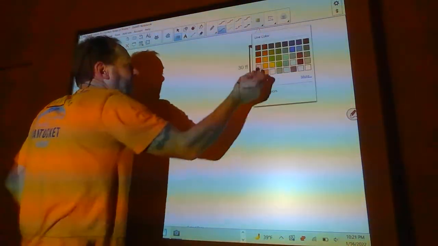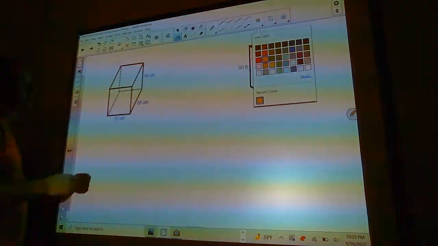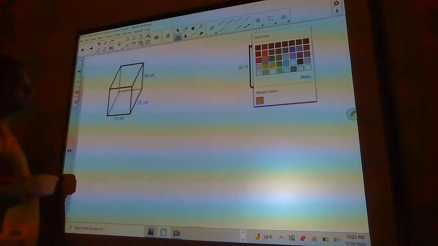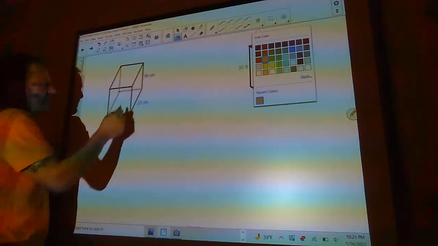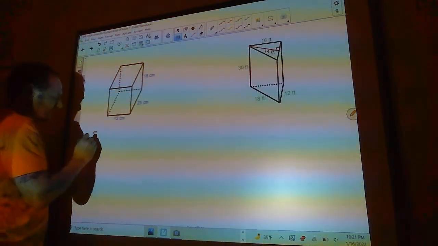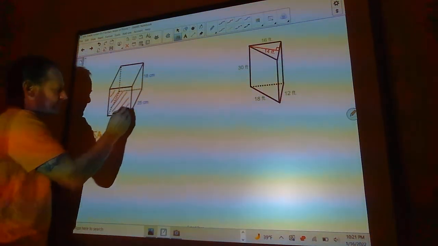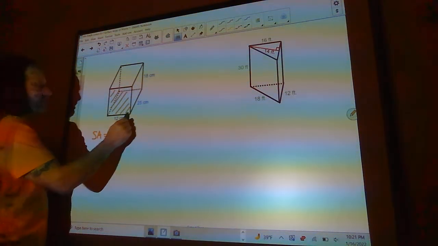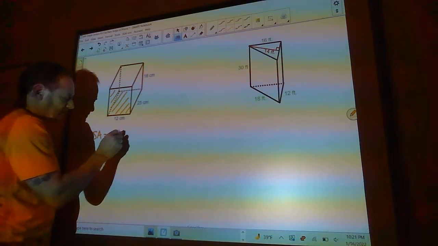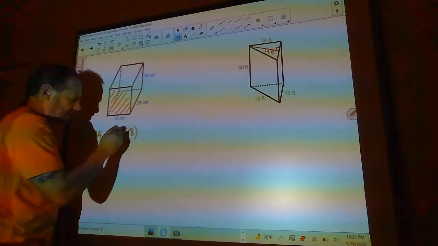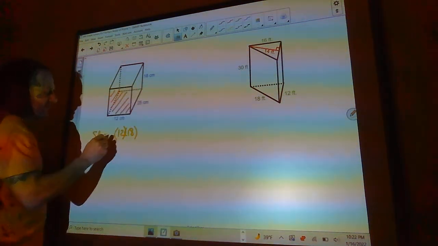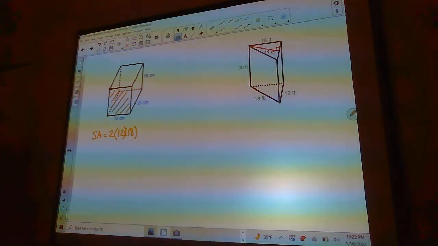Alrighty then. Let's look at this one. So it's a box. It's got dimensions of 12, 25, and 18. So here's the way I'm going to do this. Surface area is going to equal. So let's look at the front here. The front is 12 by 18, so I'm going to have 12 times 18. But you know what? The front and the back are identical, so I'm going to put a 2 out there like that.